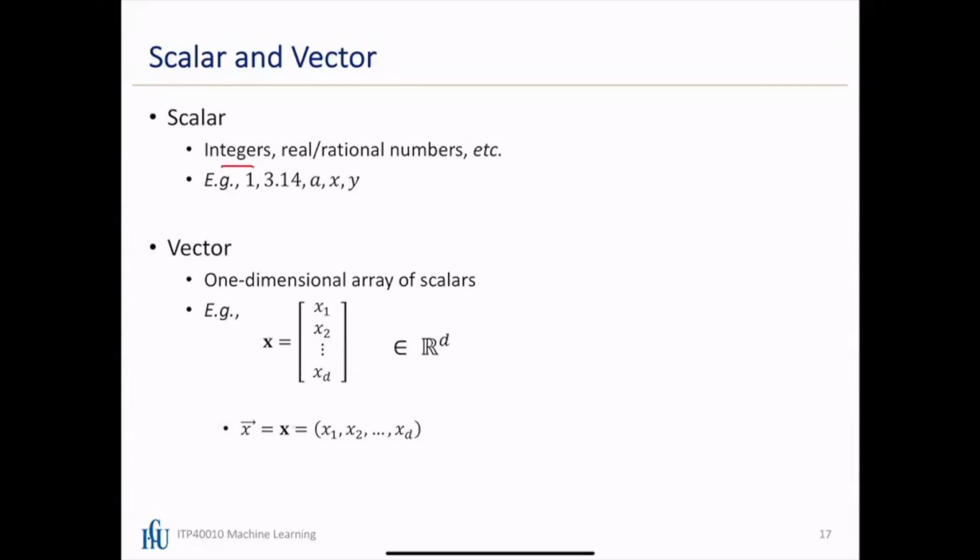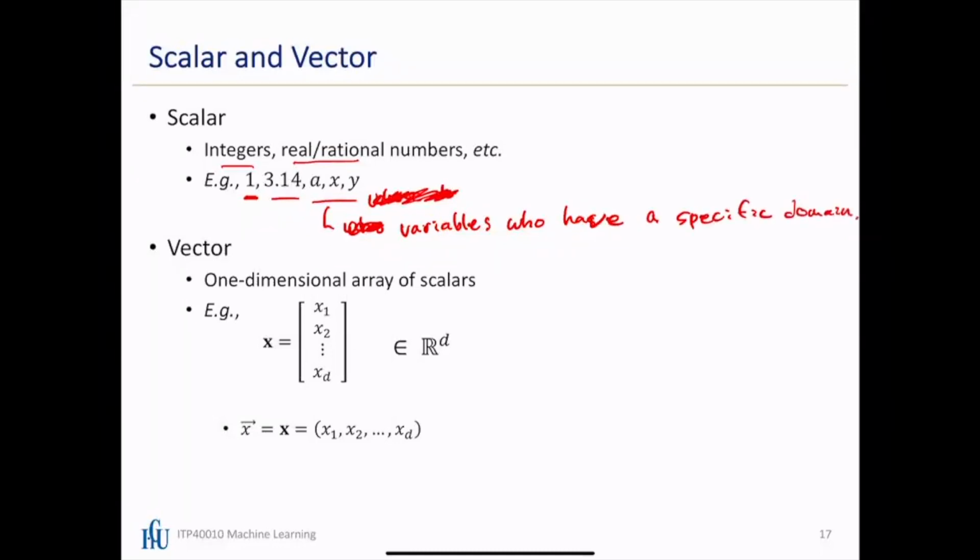So an integer or any real rational number, whatever, 1, 3.14, or any unknown whose domain is a real number. Let's put it in this way. Variables that have a specific domain are called scalars. And let's move on to vector.